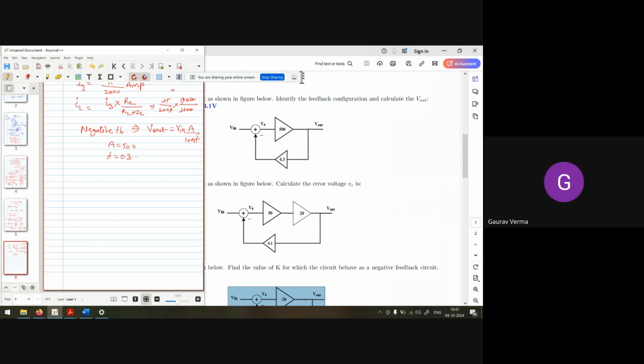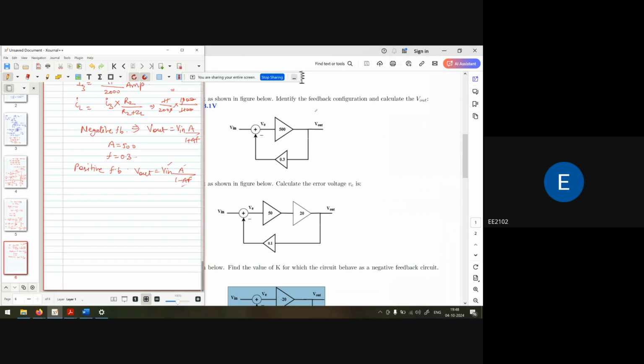If we are talking about positive feedback, the value is V out equal to V in times A over 1 minus AF. So if V in, A and F are given, we can calculate V out. First of all, we have to check which type of feedback this is. The first one, question number 2, is a negative feedback.